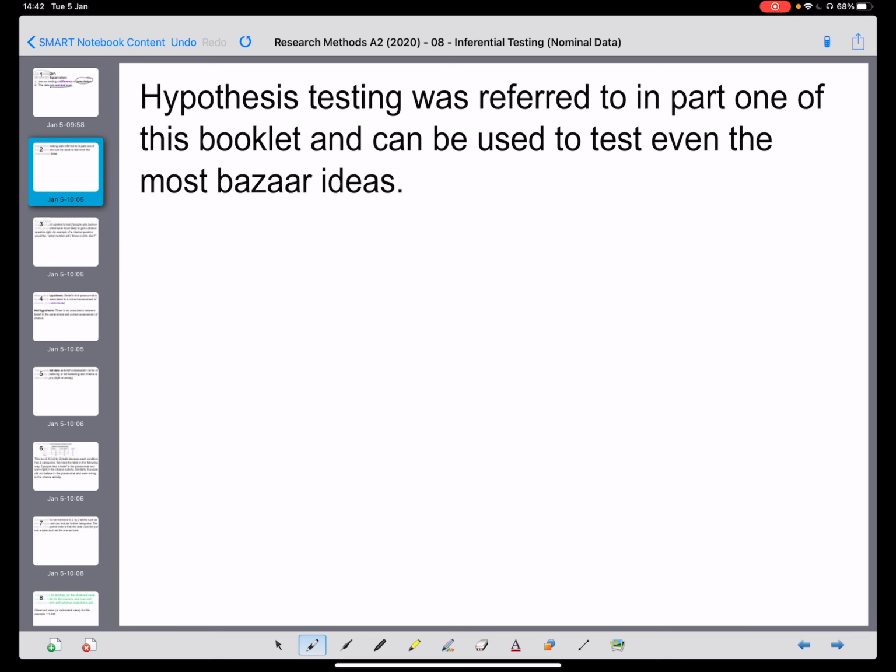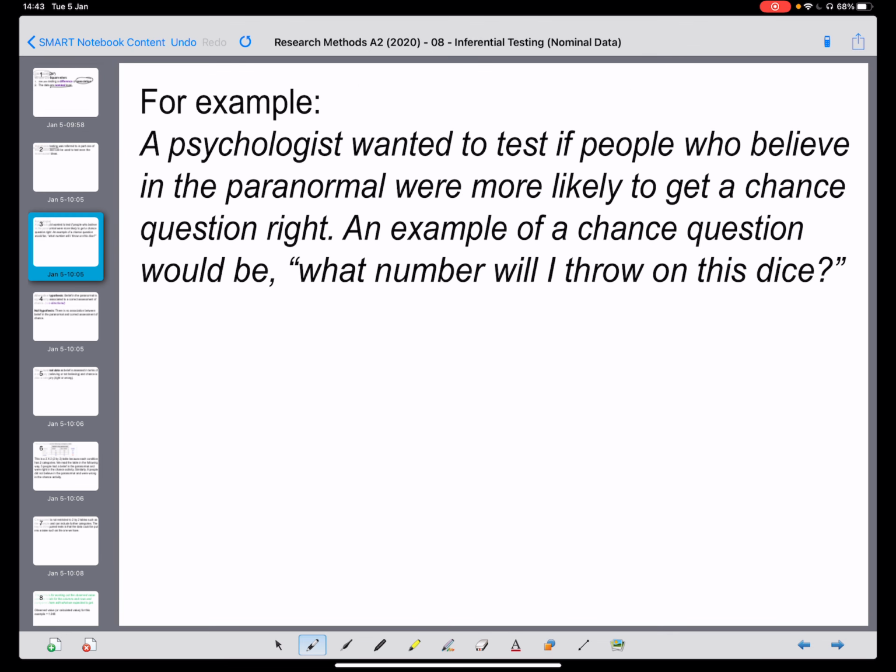And I suppose it all starts that when we looked at features of science, we saw that hypothesis testing was a really important feature of science, where we could test phenomena, and of course we can test the most bizarre ideas. Sometimes things are quite straightforward, and therefore some of the other tests seem more appropriate. But I'm just going to show you an idea that potentially might be more difficult to look at.